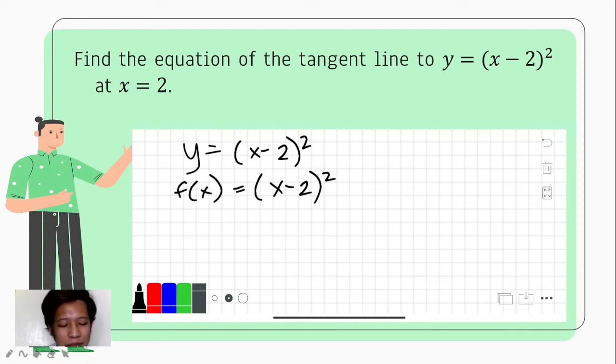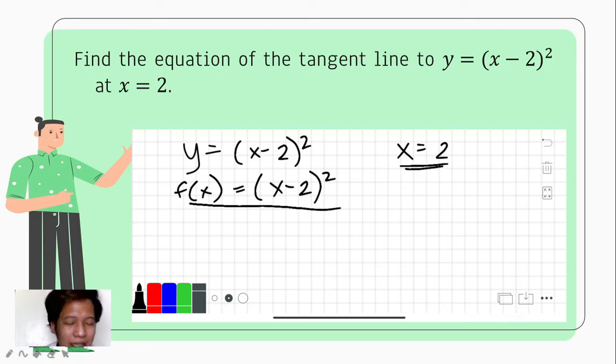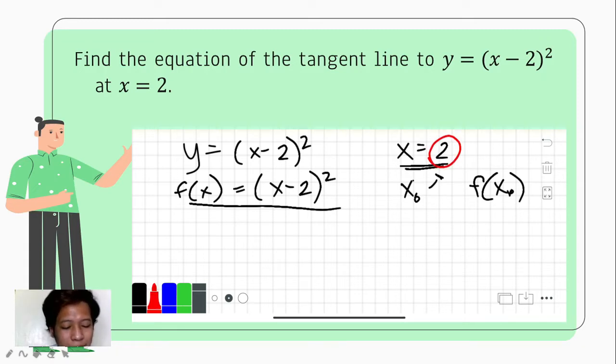Now, if x is equal to 2, what is the equation of the tangent line to the function f of x equals x minus 2 squared, where the point of tangency is at x equals 2? Here, we know x sub 0, which is x equals 2. But we don't know y sub 0, or f of x sub 0. So what are we going to do to find it? We just substitute x into our function.